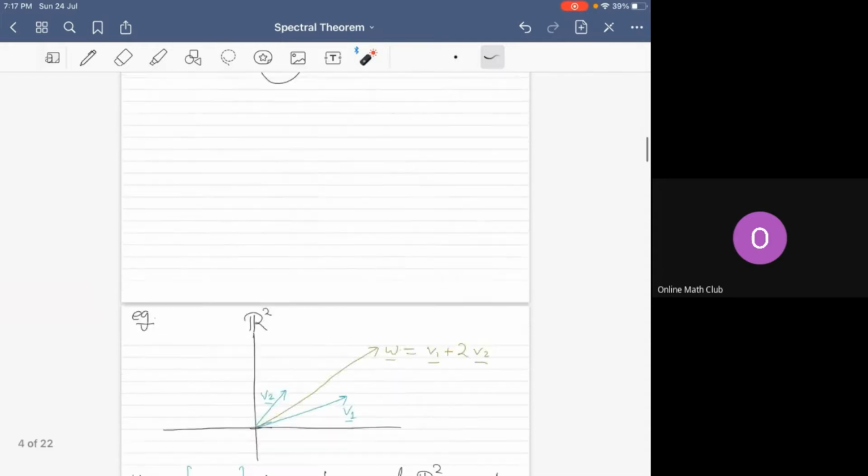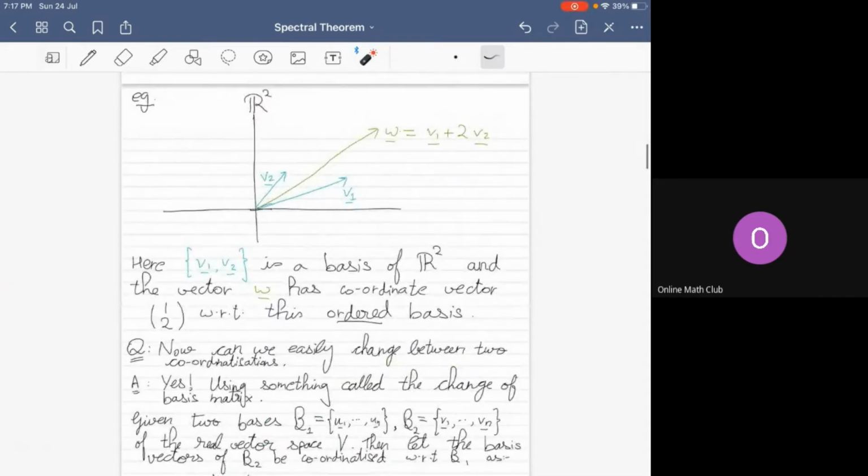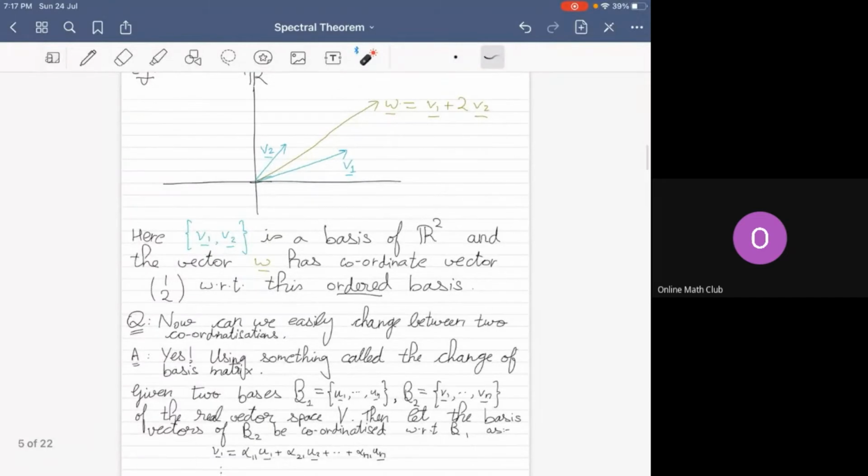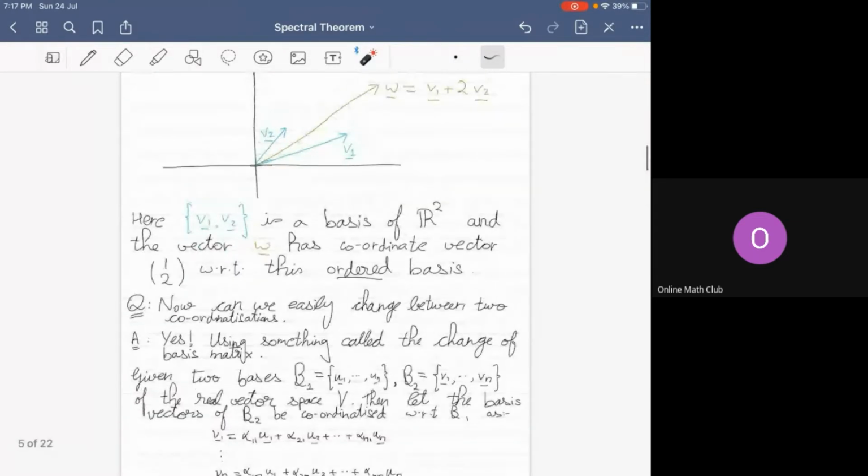So, for example, in this picture, after coordinatizing R square using V1 and V2 as basis vectors, we have W, a vector which is, let's say, V1 plus 2V2. And as a coordinate vector with respect to this basis, W is this (1, 2).